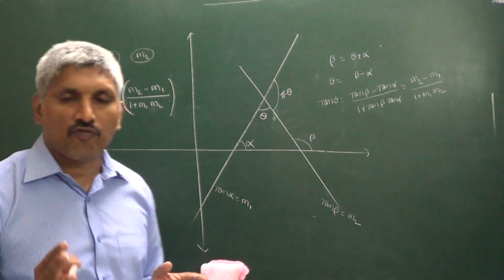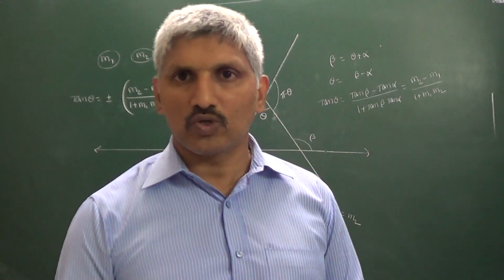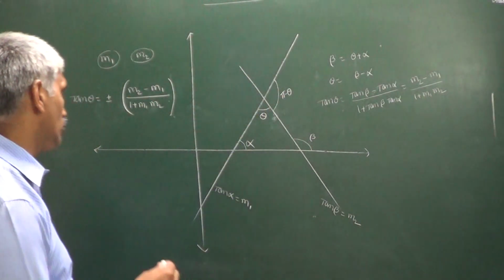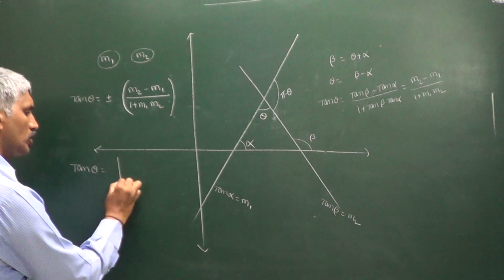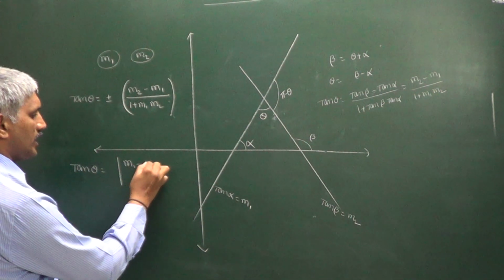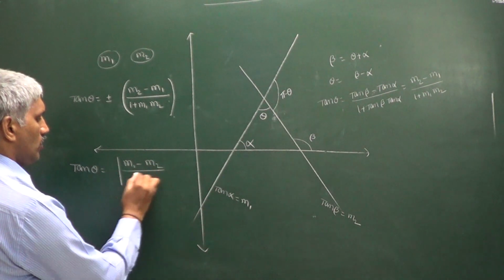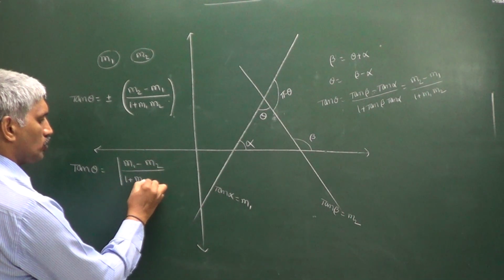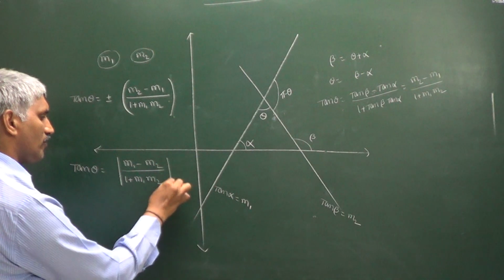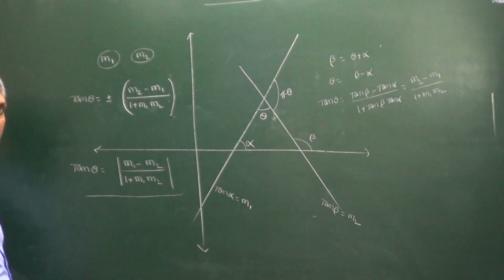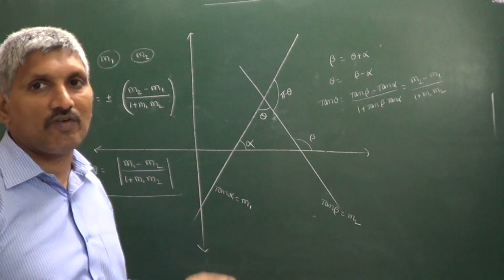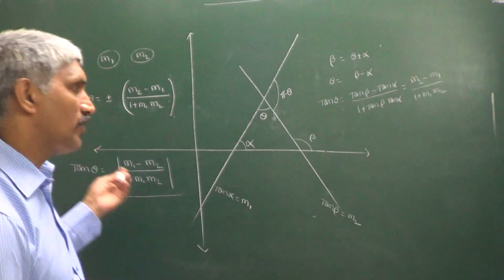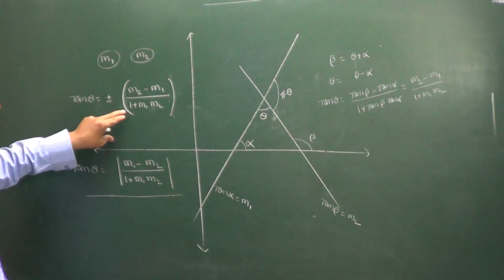Whenever we are asked to find the acute angle between the two lines, tan theta is equal to modulus of m1 minus m2 divided by 1 plus m1 into m2. That is the formula for finding the acute angle between the two lines. Acute angle means tan theta must be positive. That's why we are taking the modulus. So that is the way we can find the angle between the two lines.